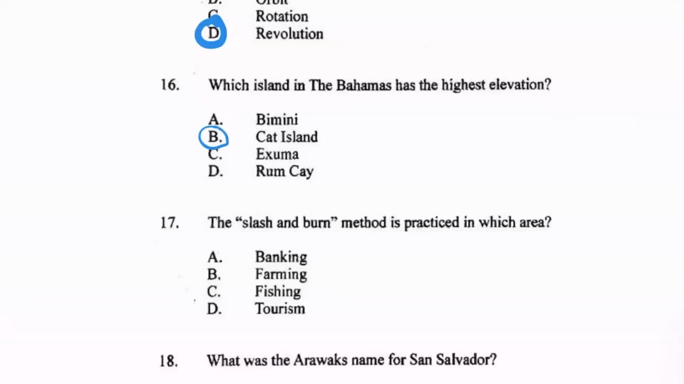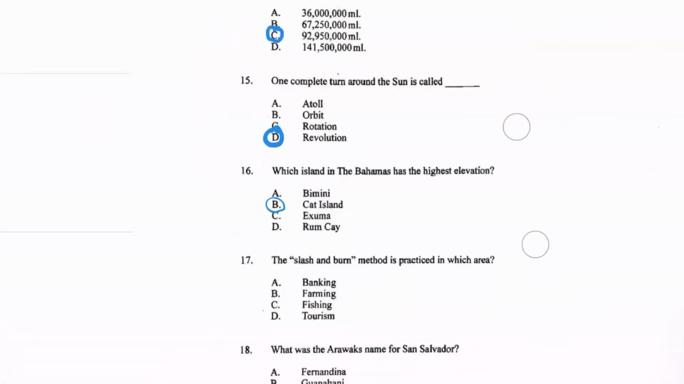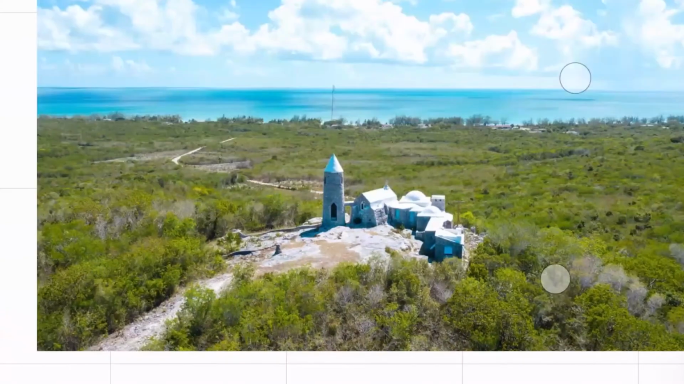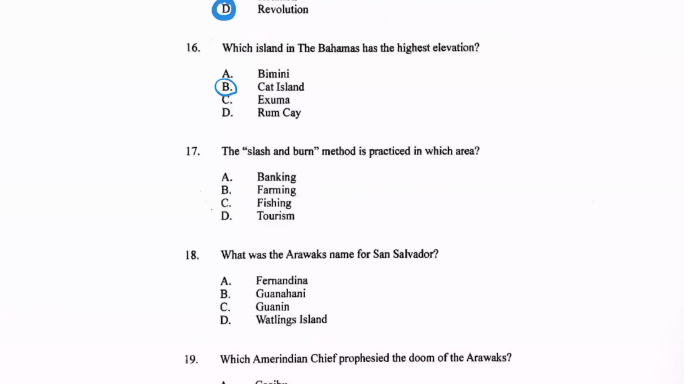Can anyone type in the chat, tell me the name of that highest elevation? Okay, I see Bella said Mount Alvernia, that's right. Yeah, you spelled it correctly, Bella, Mount Alvernia. Okay, let's take a quick look at that picture. There it is. So that is Mount Alvernia. That's the Hermitage located on top of Mount Alvernia on the island of Cat Island. Isn't that beautiful?